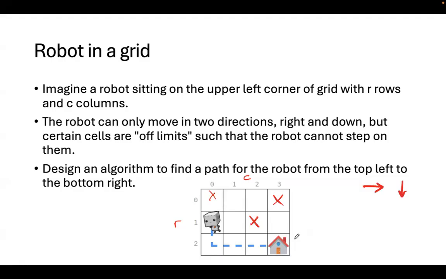So talk with your neighbor for a moment. If some of these are blocked off, so if this is clear, then maybe that's the best path. What if there is a block here? Talk with your neighbor. Brainstorm for a second.